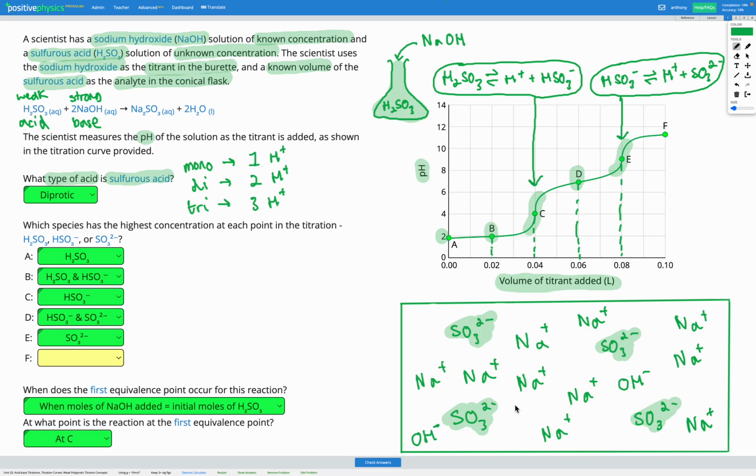At this point, there isn't any acid left for the OH- to react with. So the OH- ions are just going to be in our solution, making it more basic. So we can see after E, we keep adding NaOH and our solution gets more and more basic. So that's what's happening at F. So in the end, we still have SO3 2- being the highest concentration of those ions. And we also have OH- ions in there as well.